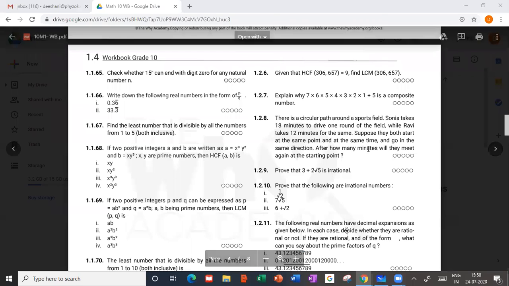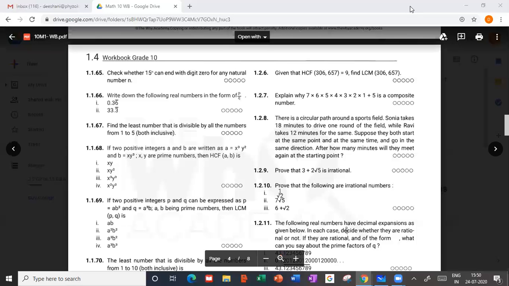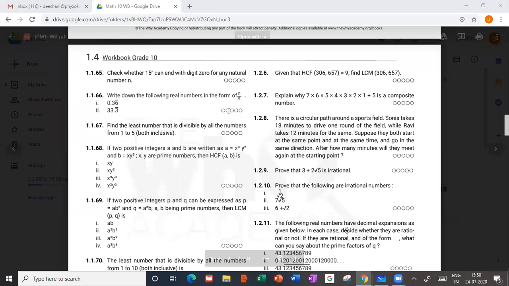I am adding HCF. Why do you say so? Just tell me your reason behind it. That's all. Ma'am, because the time will be added, right? So the common time between Sonia and Ravi's time will be the LCM. Okay, I thought you were giving me reason for HCF. Okay, no, LCM. LCM, correct.